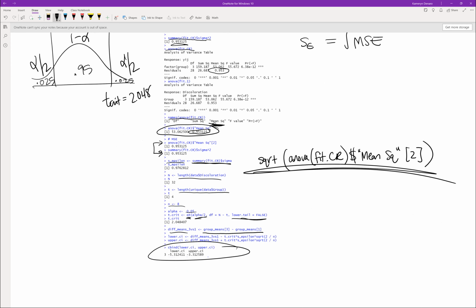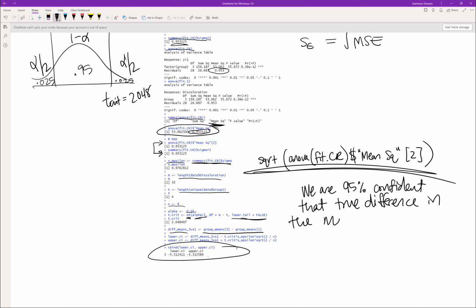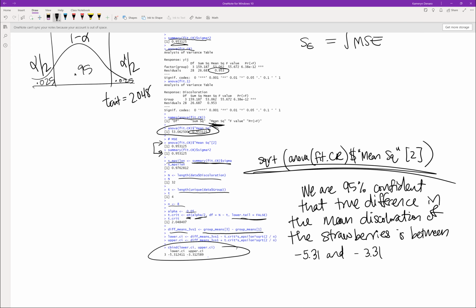So let's interpret that in context of the problem. We are 95% confident that the true difference in the mean discoloration of the strawberries is between negative 5.31 and negative 3.31 points, right? Remember, this is on a 10-point scale.